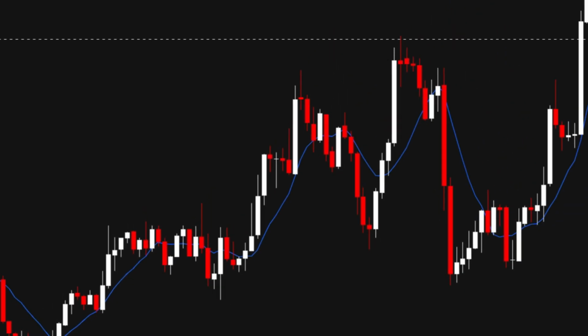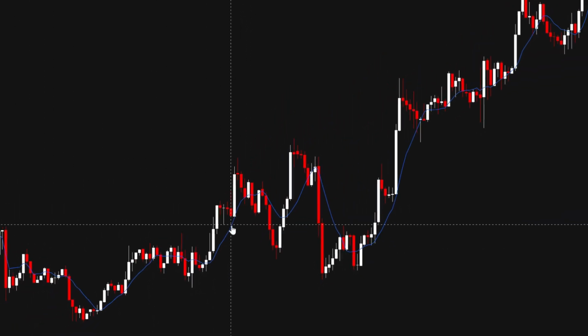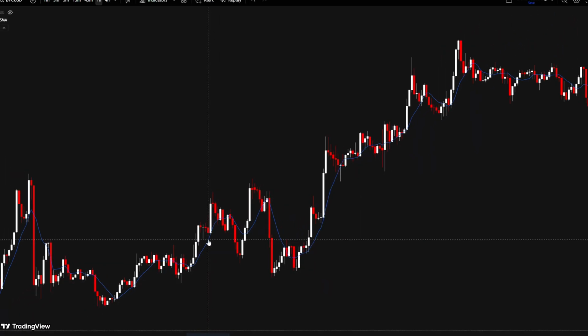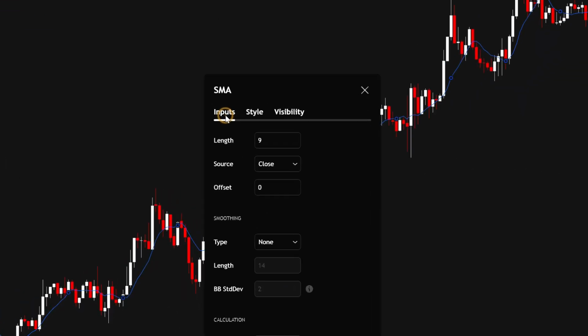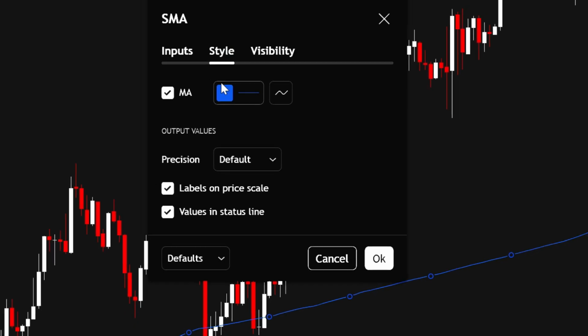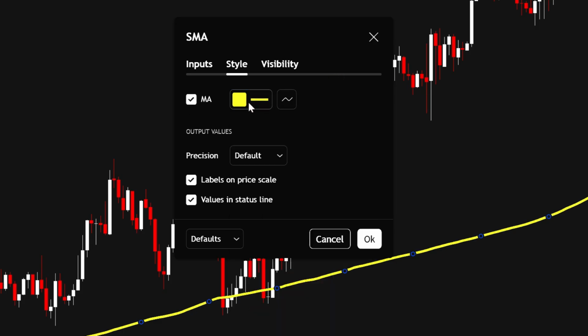When you first add it, the default period is short, which is fine for some stuff, but for confirmation, we want to see the bigger picture. So go into the settings and change the length to 200. This gives you a long-term trend perspective, which helps filter out market noise and avoid potential false signals. And while you're there, tweak the color or thickness so it's easy to see on your chart. Trust me, these small adjustments can make a huge difference in spotting clear setups without second guessing yourself.